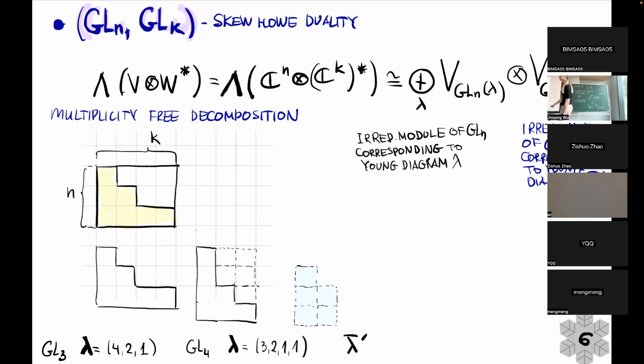So here in the small example, you can see that for GL3 we have lambda, then we have GL4, and the lambda bar prime is actually this piece, conjugated and transposed. I have not written here that we sum over not all diagrams, but the diagrams that fit inside the box, but I have explained it, so I hope there won't be any problem with that. Can we have the next slide, please?